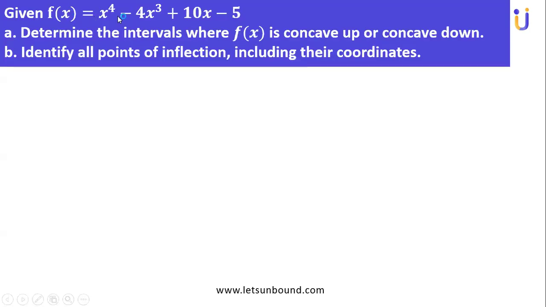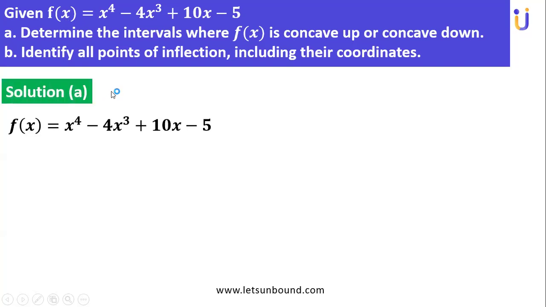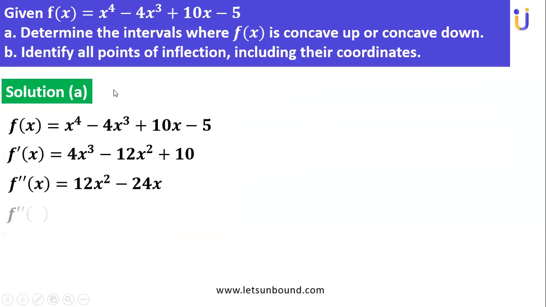Given f of x is x to the power 4 minus 4x cubed plus 10x minus 5. Determine the intervals where f of x is concave up or concave down. Identify all points of inflection, including their coordinates. Okay, so for concave up or down, we should find the second derivative and draw the sign chart. F of x, f dash, you know how to find the double derivative and equate to 0.